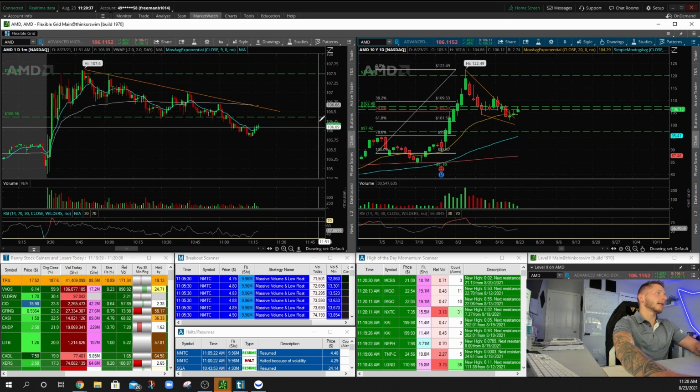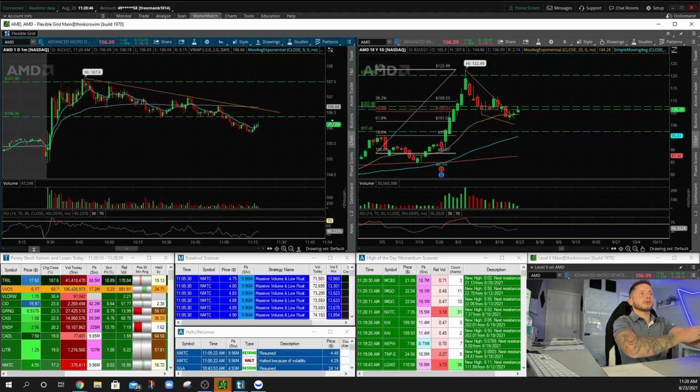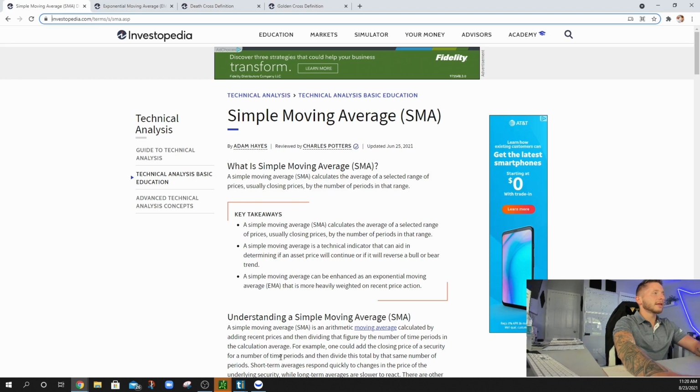So we know exactly what the difference between an SMA and an EMA is. An SMA is a simple moving average, and an EMA is an exponential moving average. And basically, the only difference is the way that they're weighted, the way that the formula is set up.